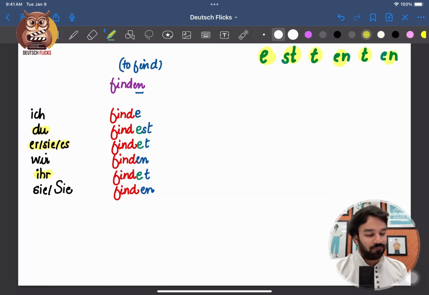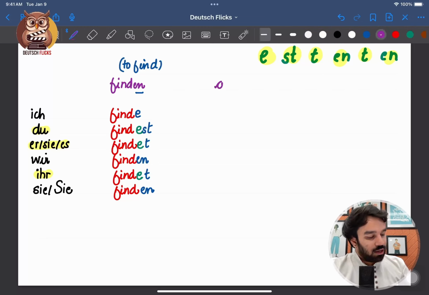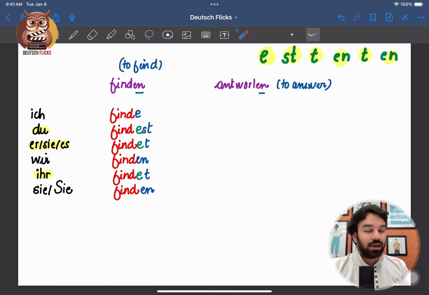Now in the same fashion, you have to conjugate the verb antworten, which means to answer. And also check if you can pronounce the conjugation perfectly with du, er/sie/es, and ihr. So pause this video and write the conjugation, and then I'll show you the answer.